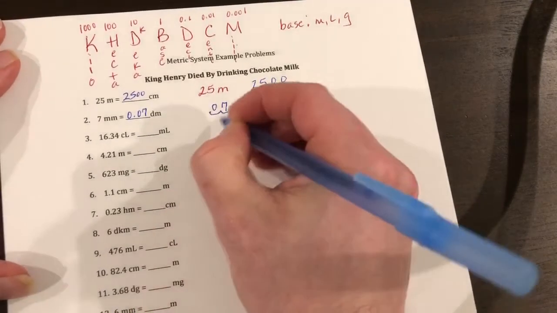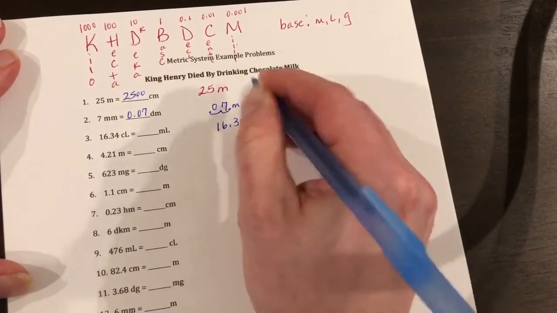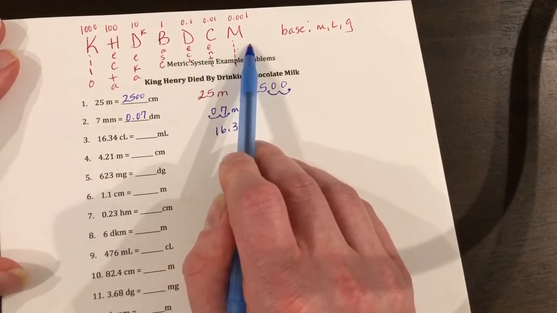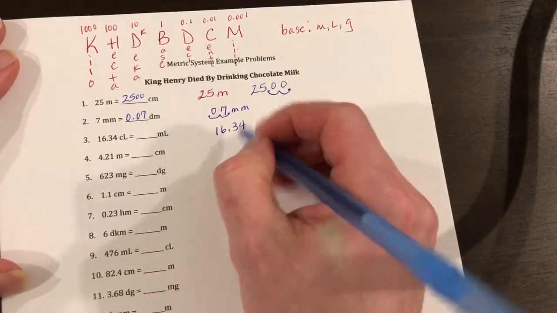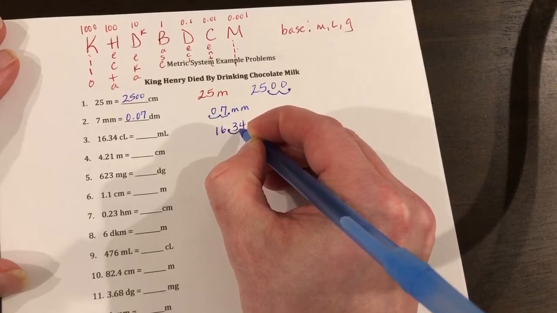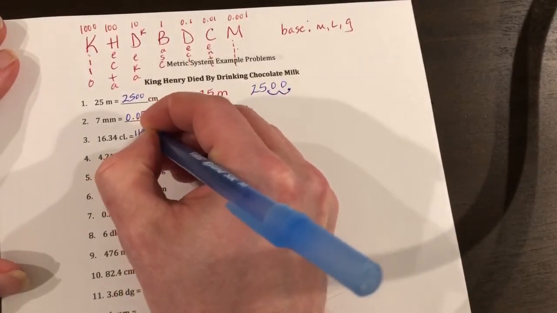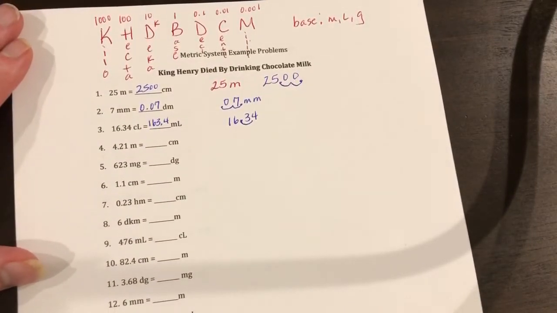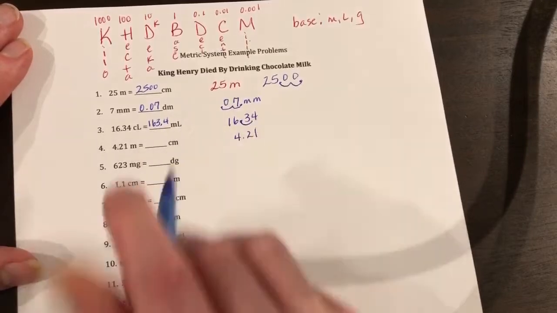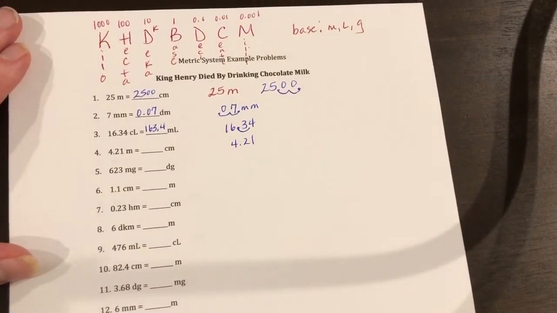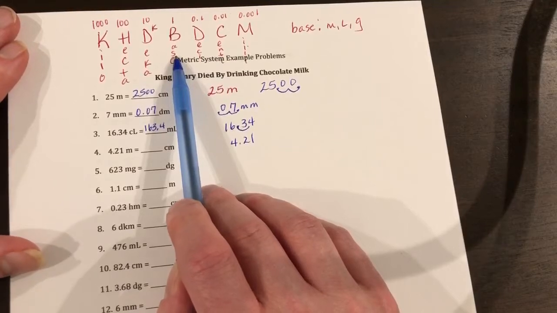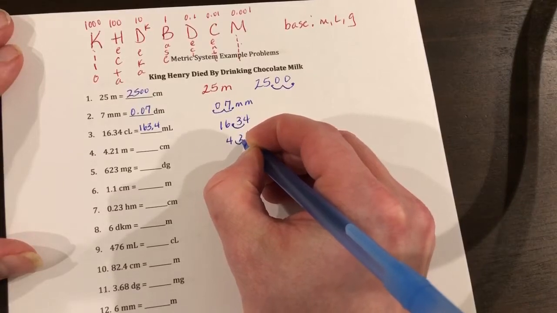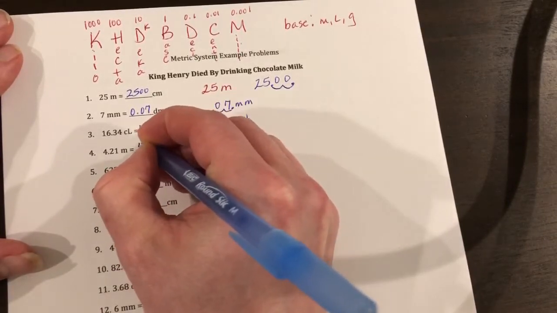Okay, next example, 16.34. And I'm going centiliters to milliliters. So centi's right here and milli is right here. So I'm moving it one place to the right. If I take my decimal and move it one place to the right, it's 163.4. And that's all we're doing, moving decimal places. Next one, 4.21 meters, and I'm going to centimeters. So meters is right here, and I'm going to centimeters, so I move it one place, two places to the right. So it's 421.